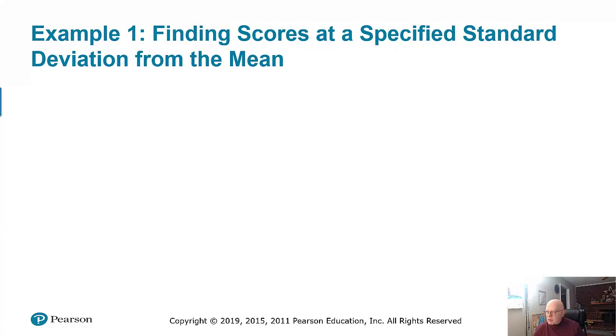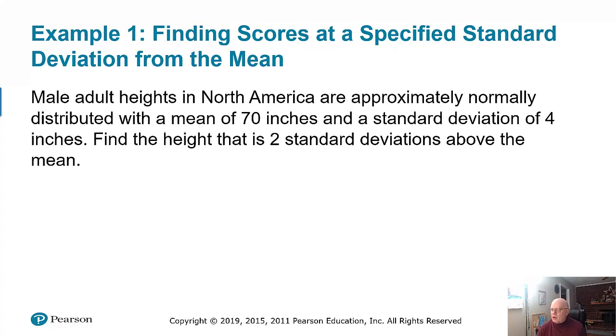How about scores at specific points? Well, let's take a look at an example. Male adult lengths in North America, if they're normally distributed, and they really are, have a mean of 70 inches. Remember, we're talking about heights, so it's in inches, and the standard deviation is 4 inches.